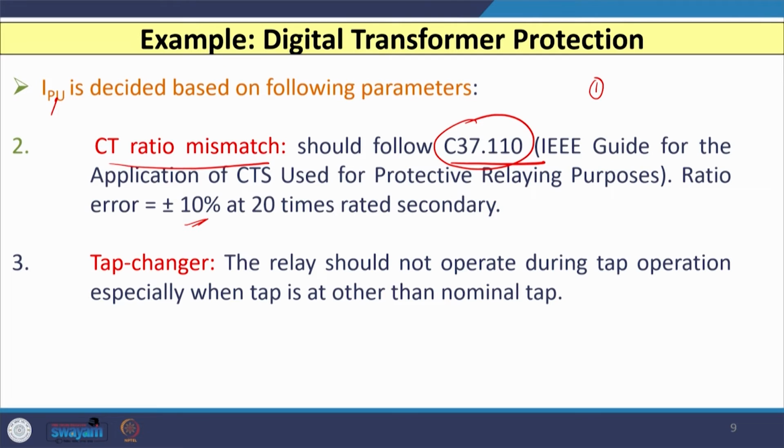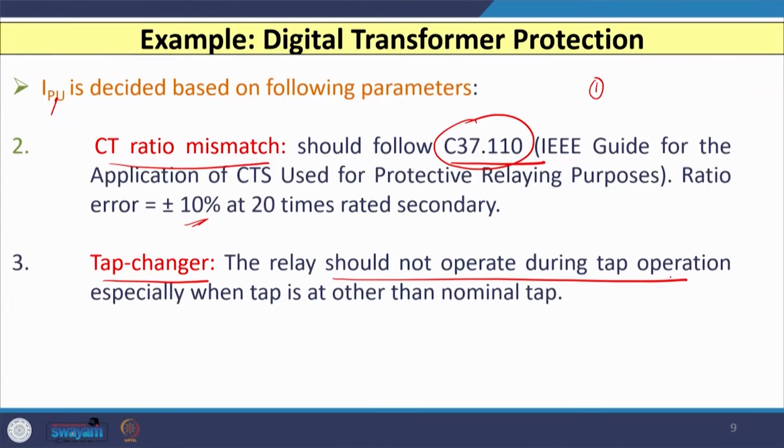And the third thing is the tap changer. At what tap the transformer is operating, whether it is at nominal tap, or the highest tap, or the lowest tap, whatever the setting is, the relay should not operate in this condition. So, considering all these 3 parameters, we have to decide, or initially assume or set by experience, the value of I per unit.